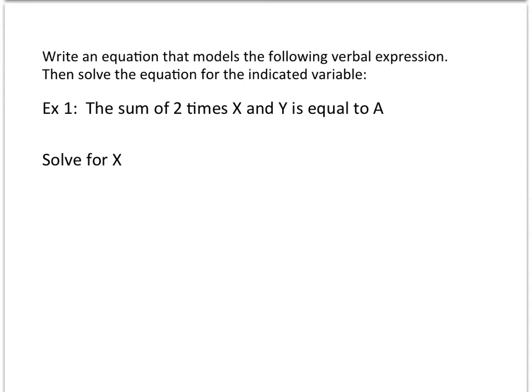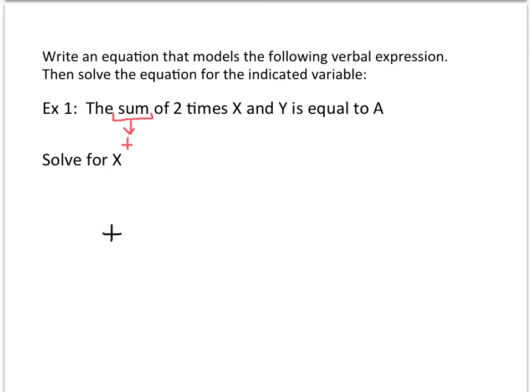So in this first problem, we're asked to first write an equation and then solve for the given variable. And we see here that we have the sum of 2 times x and y is equal to a. So if we break this down into our key terms, the first key term I have is the word sum. And as soon as I hear the word sum, I should be thinking addition. So I know that word sum is telling me that I'm going to have addition, so I'm going to start by writing a plus down here.